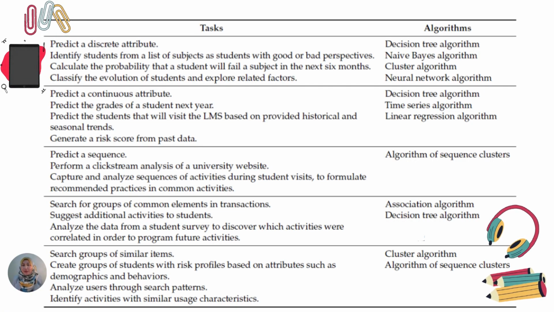Here you can see even more tasks that can be completed by AI, based on various algorithms. For example, to predict students that will visit the LMS based on their historical and seasonal trends, to perform clickstream analysis on the university website, to search for students with common interests, and to calculate the probability of a student failing in the next 6 months. By knowing all of this in advance, the instructor as well as the administrator can take suitable actions.